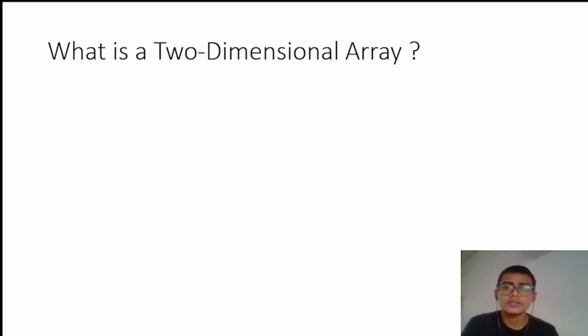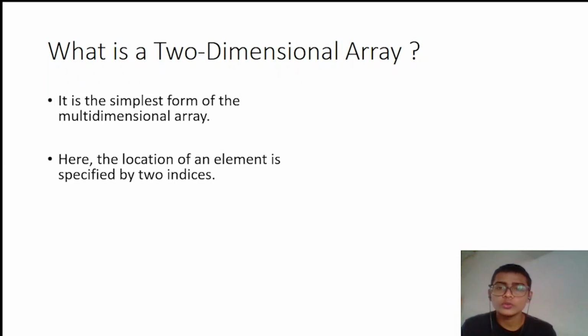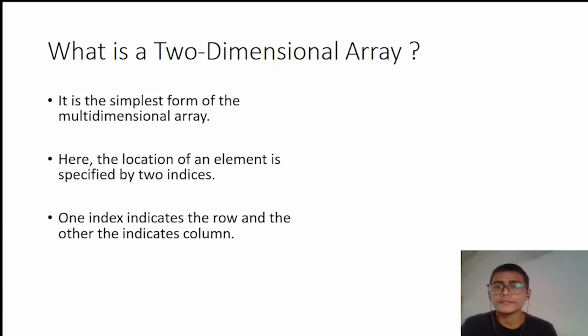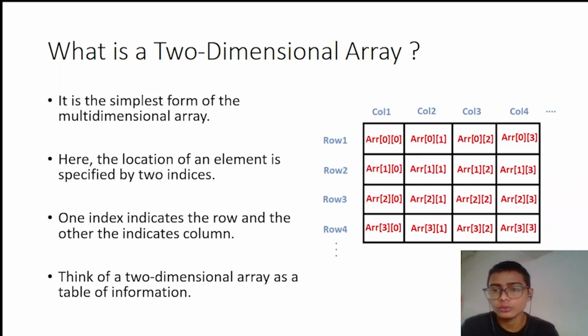Next, what is a two-dimensional array? A two-dimensional array is the simplest type of multidimensional array. The placement of any specific element in a two-dimensional array is determined by two indices. If you imagine a two-dimensional array as a table of data, one index represents the row and the other the column. Here we are given 4 rows and 4 columns which give the positions in the 2D array.